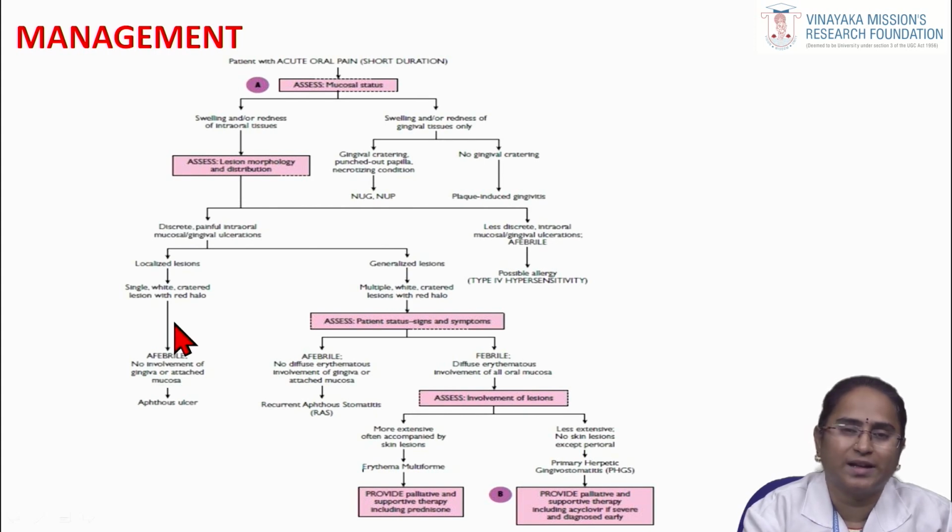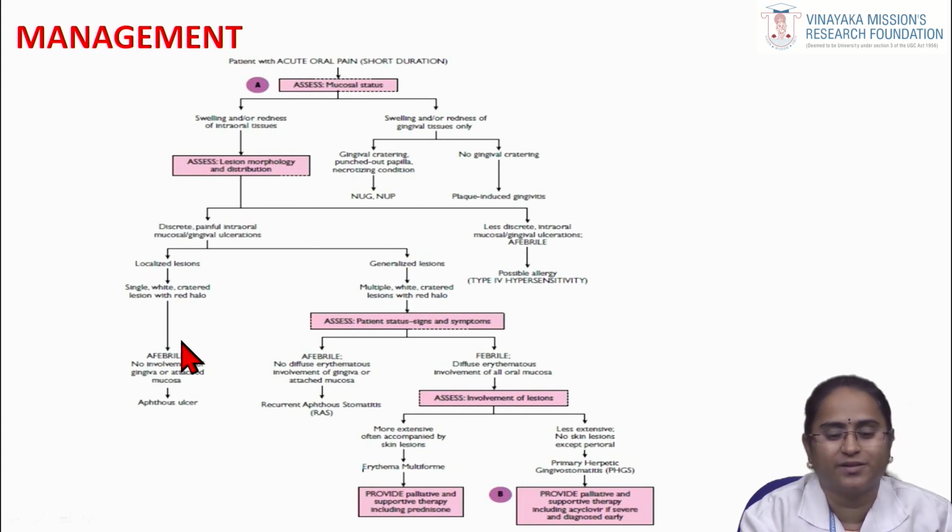In case of localized, it can be an oral ulcer, whereas in case of generalized, that is complete intraoral involvement, it is widely dispersed. We have to assess for either afebrile or febrile. In case of afebrile, there will be no diffuse erythematous involvement of gingiva or attached mucosa, whereas in case of febrile, there will be diffuse erythematous involvement of overall mucosa.